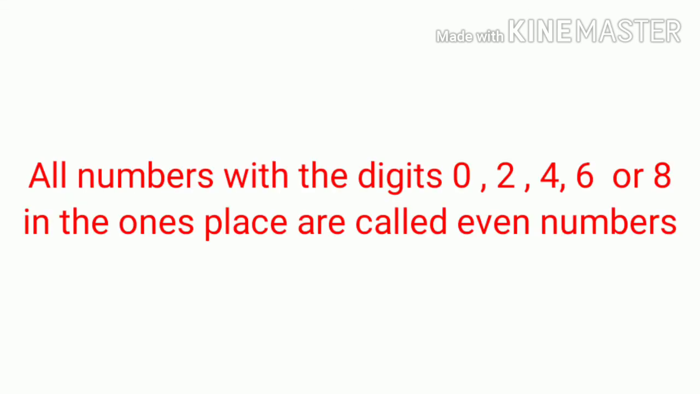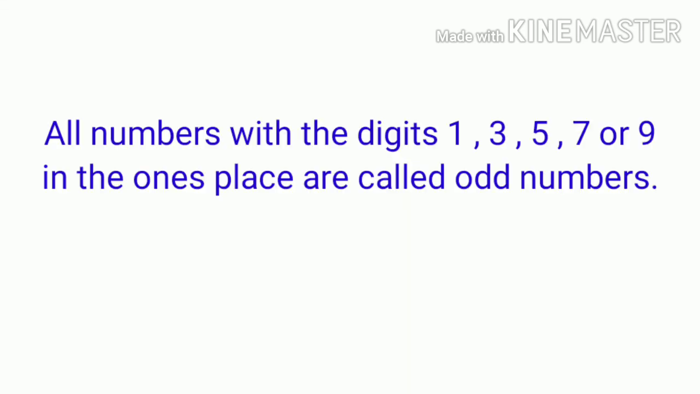Then we learned even and odd numbers. All numbers with the digits 0, 2, 4, 6 or 8 in the ones place are called even numbers. For example, 12, 24, 36, 48, etc. All numbers with the digits 1, 3, 5, 7 or 9 in the ones place are called odd numbers. For example, 11, 23, 45, 77, 89, etc.